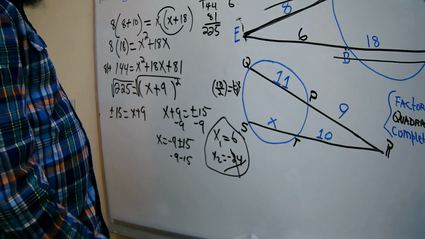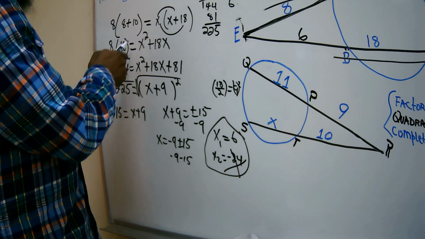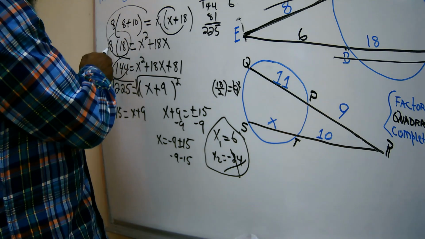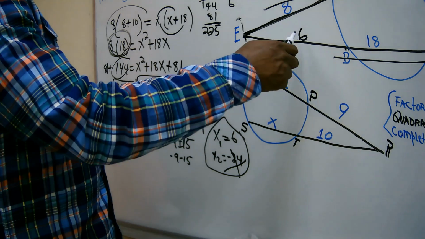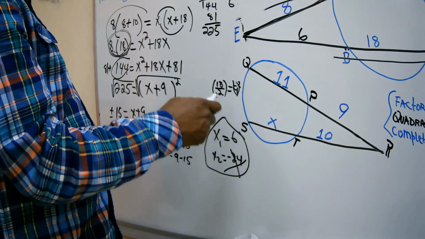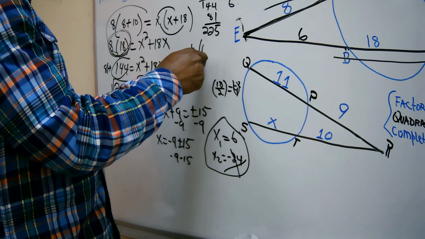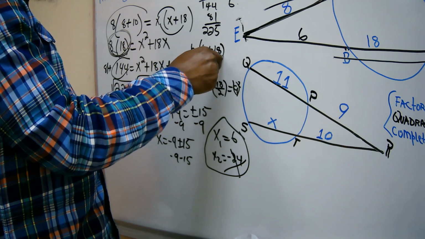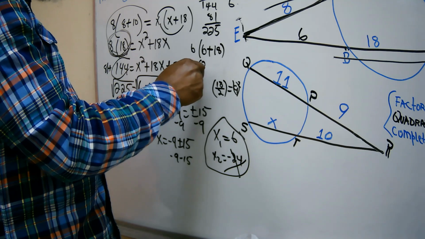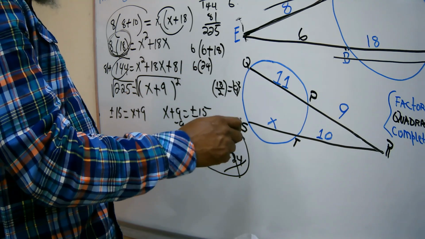Alright, let's see. Remember when we did that? That was 144. 18 times 8 was 24. Then let's see this. This will give you 6 times 6 plus 18. Then you will have 6 times 24. What is 6 times 24?